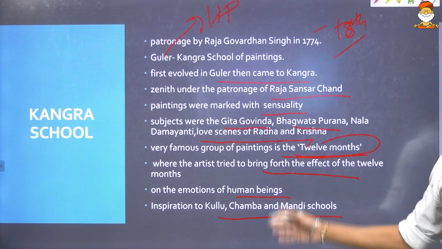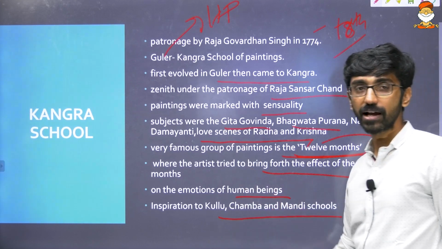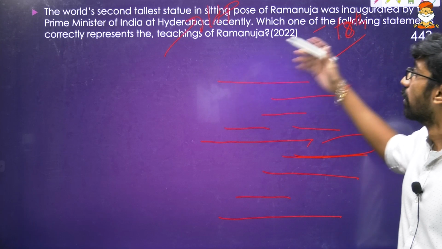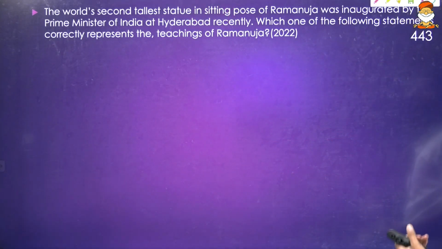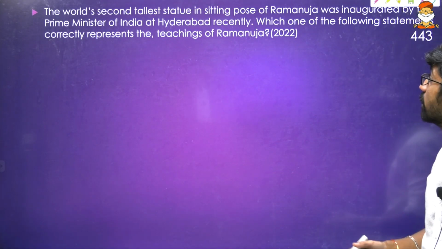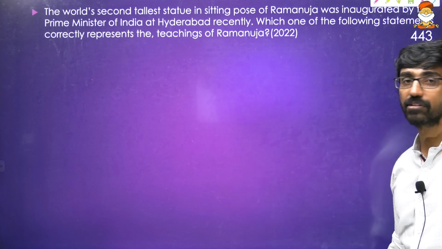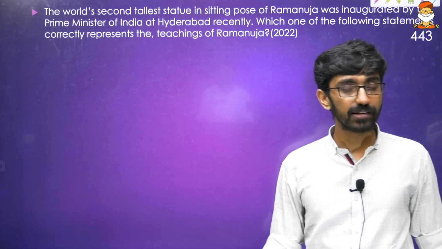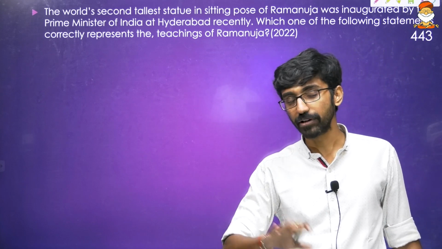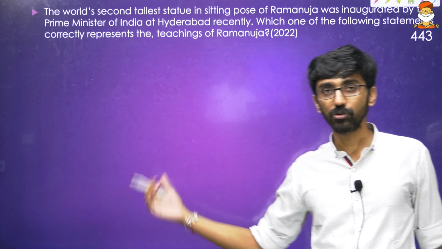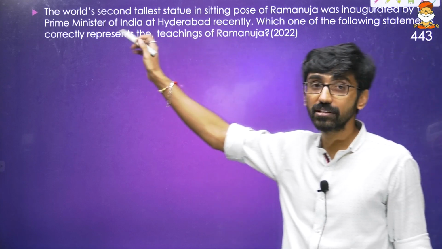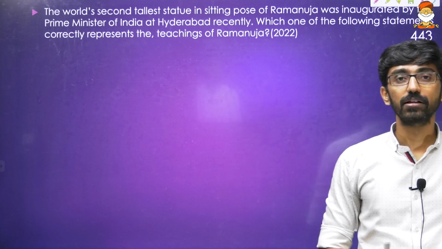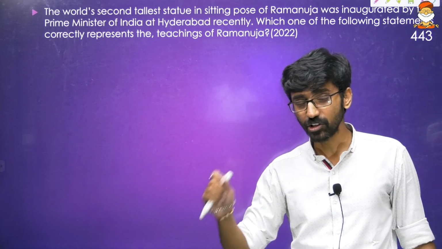Okay, so this is about the paintings question; we discussed all the answer options in those painting questions. Now we'll come to the world's second tallest statue, of Ramanuja, inaugurated by the Prime Minister of India at Hyderabad recently. The question: which of the following statements correctly represents the teachings of Ramanuja? Like I told you, in Vedanta philosophy, we discussed the commentaries on the Brahma Sutras of Badarayana written by Shankaracharya and Ramanujacharya. Again, one question about Ramanuja, and again it was from current affairs. That shows how important current affairs are in art and culture. Whichever news is made into a question, that is the reason newspaper reading is very, very important.